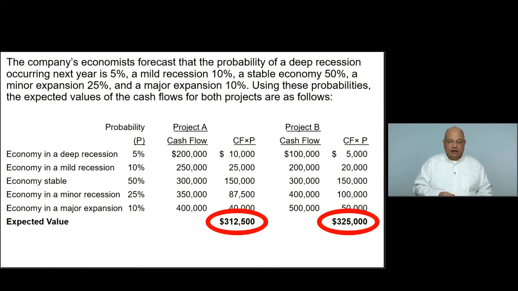It might only be $100,000. 5% chance of $100,000 in Project B, and in that same economic environment, Project B would have a $200,000 cash flow. Now, this doesn't tell us which one we should invest in. It's just part of the tools that are available.